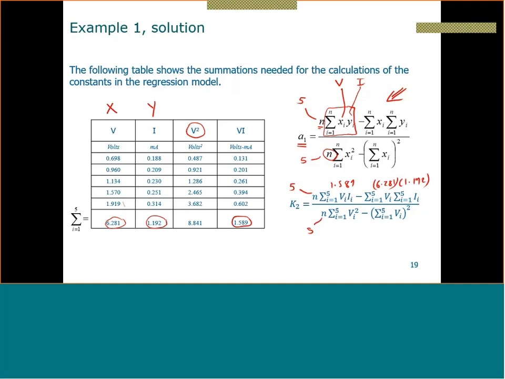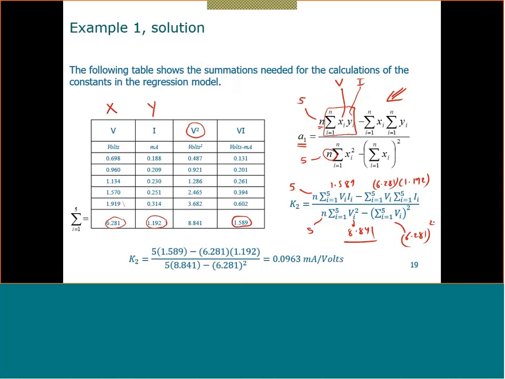1.192 divided by n, again is 5. Summation of v square, which is 8.841. And finally, summation of v all square. So it will be minus 6.281 all square. So this will be here, and this will be my K2. So this is my milliamps per volt. Okay, because it's a slope, so it's a difference of the y by the difference in x. Y was a current, x was voltage.